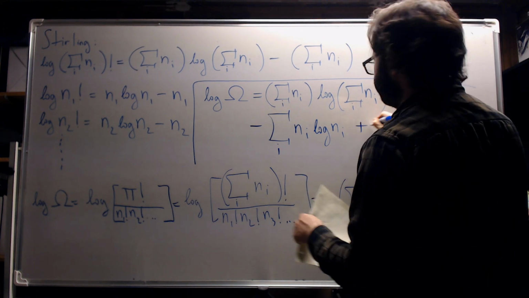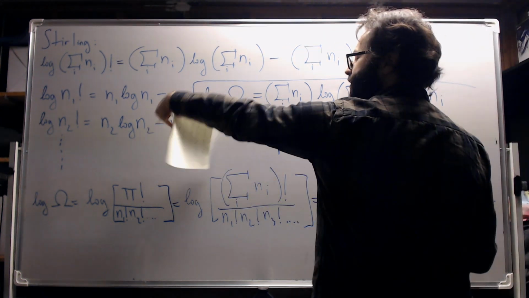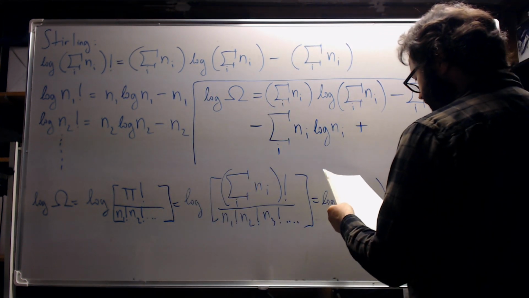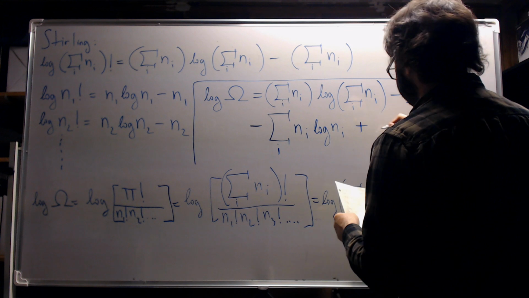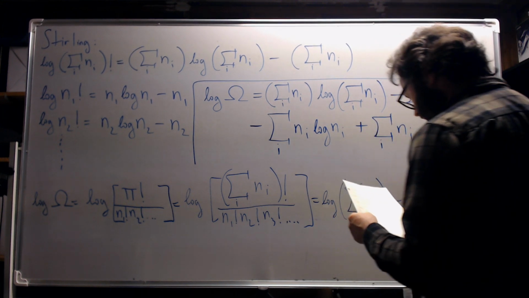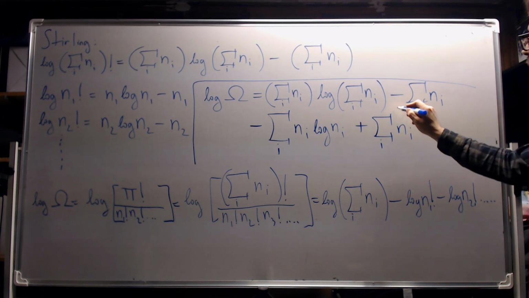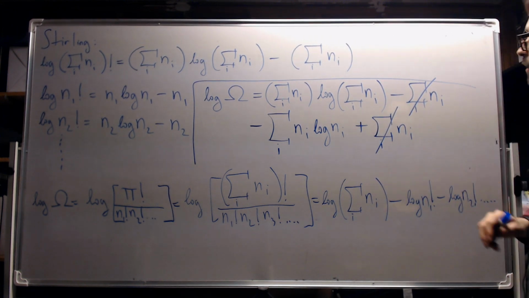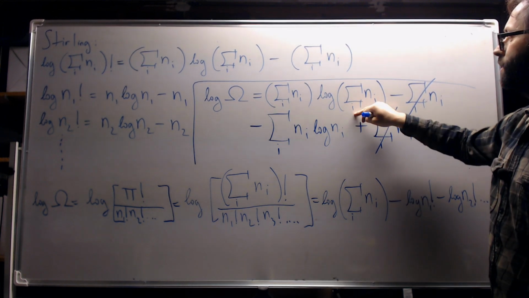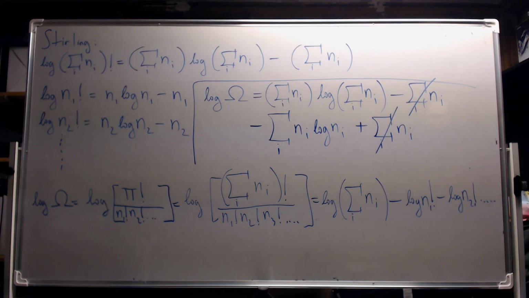But now, instead of minus n1, because we are subtracting here, this sign gets flipped. So plus sum on i, ni. This term is going to cancel that term. So we're going to be left with this and that. And that's what log omega looks like after we apply Stirling's approximation to it sequentially.